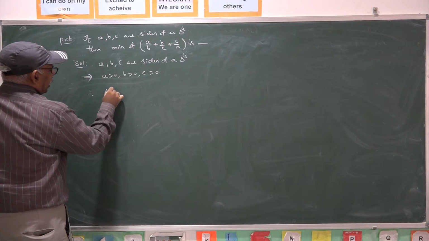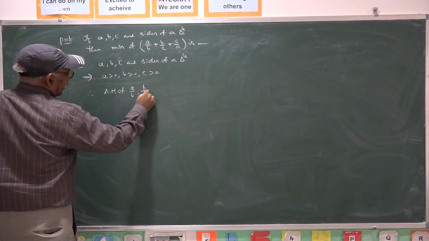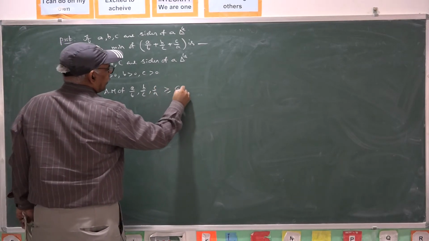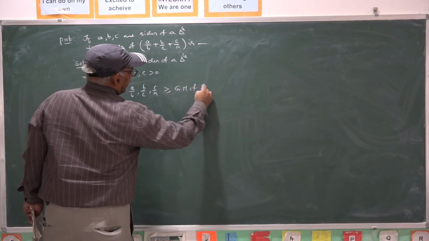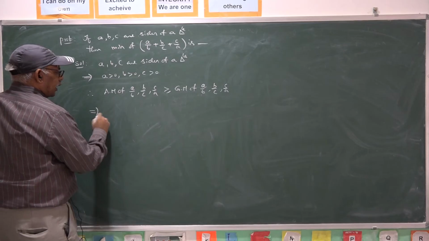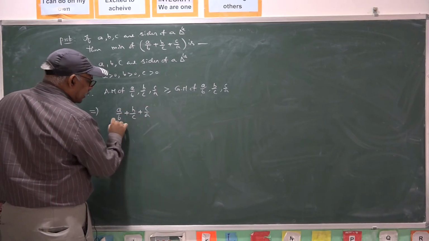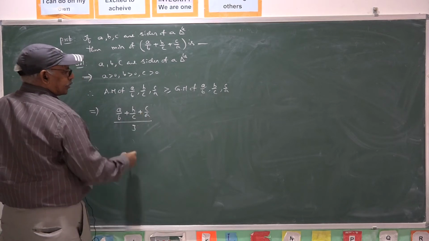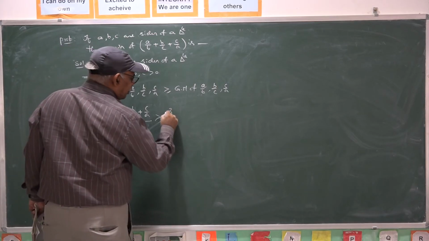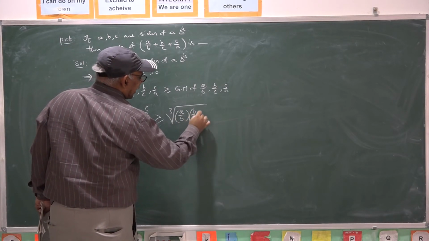Therefore, the arithmetic mean of A by B, B by C, C by A is greater than or equal to the geometric mean of A by B, B by C, C by A, which implies A by B plus B by C plus C by A, divided by 3, since there are 3 terms here, is greater than or equal to the cube root of their product, because we have 3 terms here.